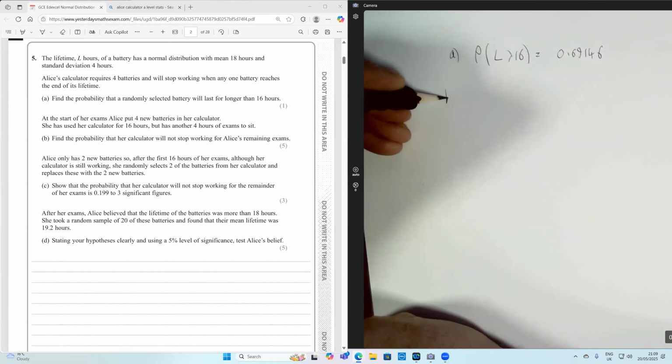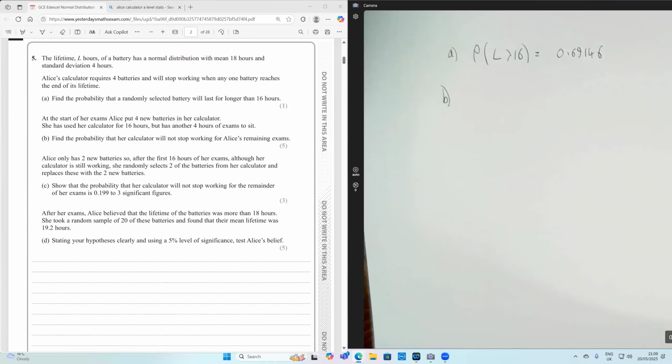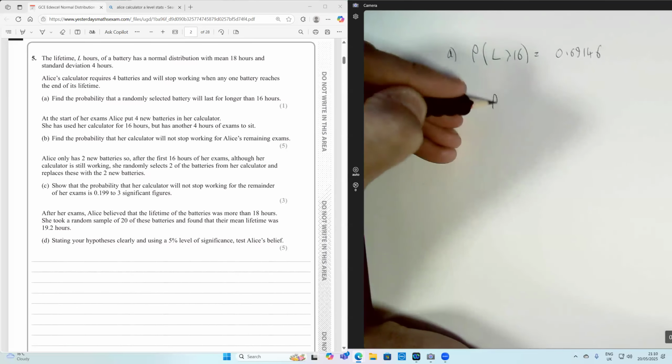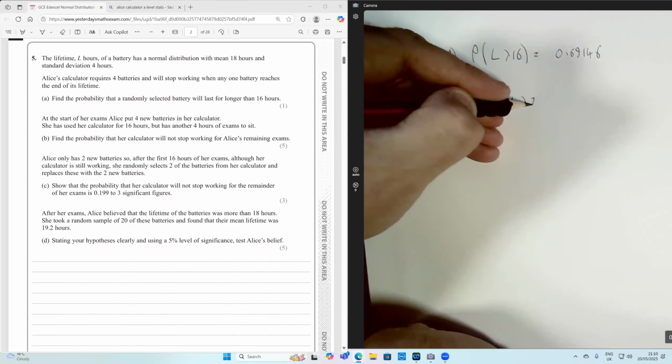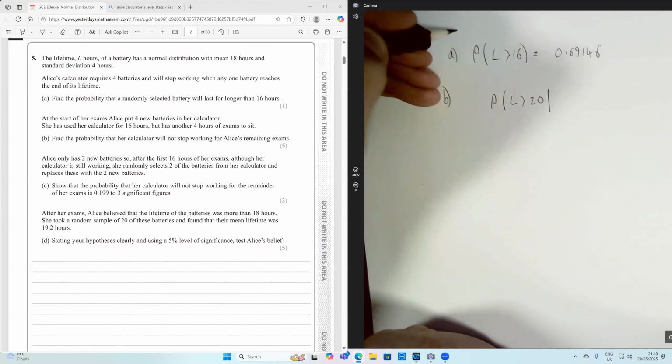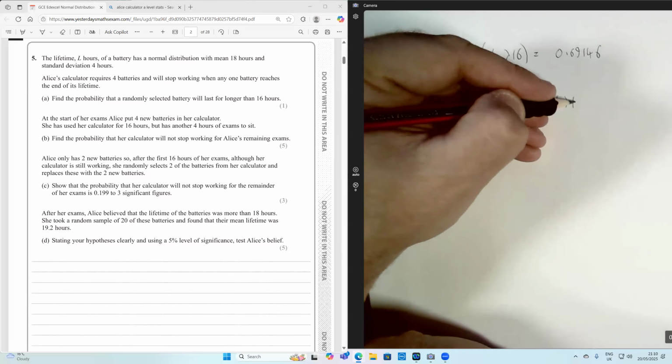Now, part B, let's have a look at that. It says, at the start of her exams, Alice puts 4 new batteries into her calculator. She has used her calculator for 16 hours, but still has another 4 hours of exams to sit. Find the probability that her calculator will not stop working for Alice's remaining exams. Now, this is a conditional probability. So what we're finding here is the probability that the lifetime of a battery will last 20 hours, given that it has already lasted 16.